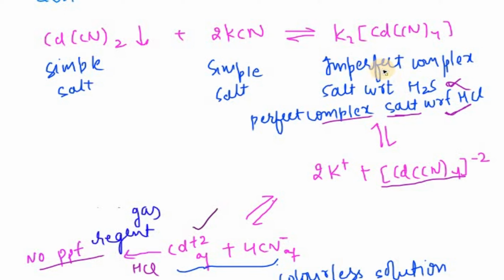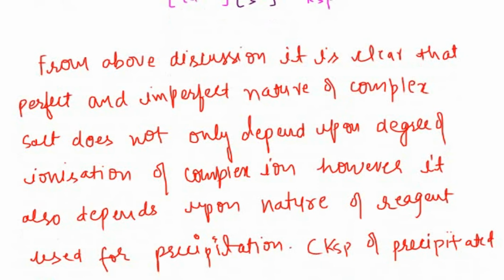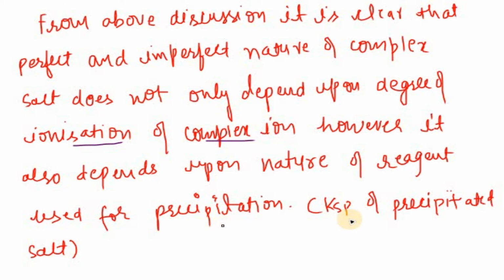So from the above discussion, it is clear that the perfect or imperfect nature of a complex salt does not only depend upon the degree of ionization of the complex ion. It also depends upon the nature of the reagent used for precipitation, like the Ksp for the precipitated salt. So whenever the value of Ksp is given, we can identify whether the salt is perfect or imperfect with respect to that reagent.